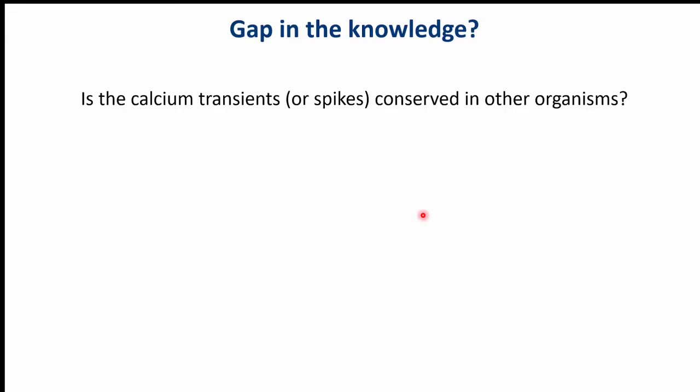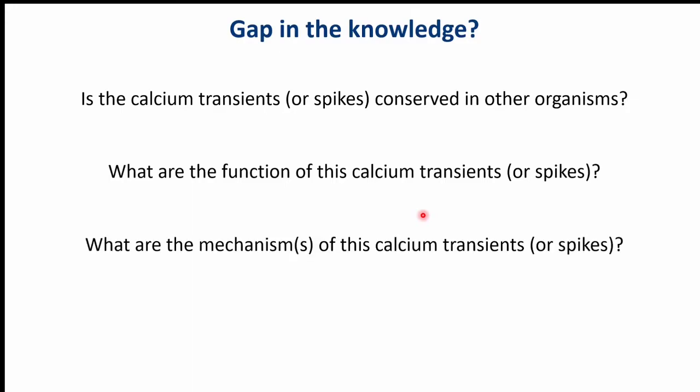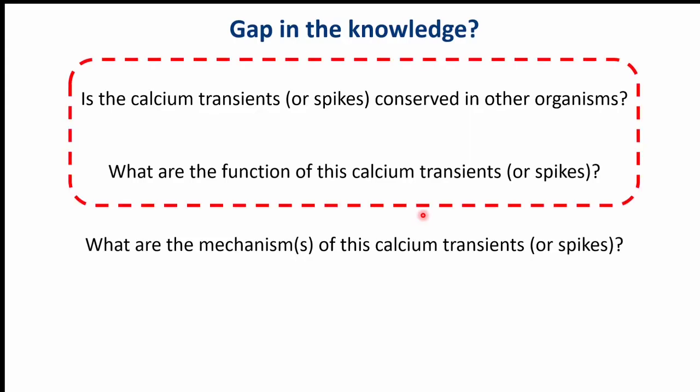Currently, the gaps in knowledge include: Are the calcium transients or calcium spikes conserved in other organisms? What are the functions of these calcium transients or spikes? And what are the mechanisms of these calcium transients or spikes? For today's talk, I will be focusing on the first two categories: Is the calcium transient conserved in other organisms, and what is the function of these calcium spikes?